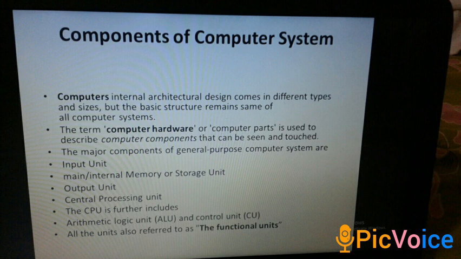The major components of a general purpose computer system are input unit, main memory or internal memory or storage unit, output unit, and central processing unit. The central processing unit further includes arithmetic logic unit and control unit. All the units are referred to as the functional units. So we'll see each unit in detail.